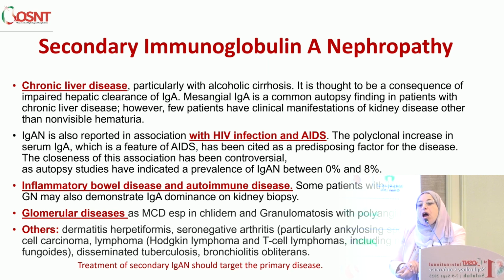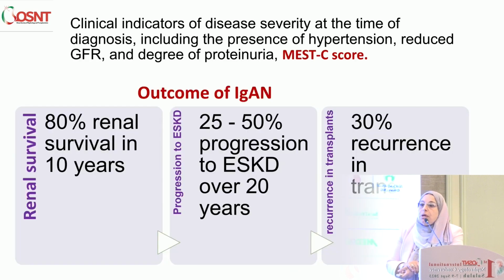It can occur with HIV, but I think the autopsy series say it is not so common, between 0 and 8%. Inflammatory bowel disease is present with it, associated with other glomerular diseases like minimal change disease. Others include dermatitis herpetiformis, seronegative arthritis, lymphoma, small cell carcinoma, and disseminated tuberculosis. These are the secondary causes.